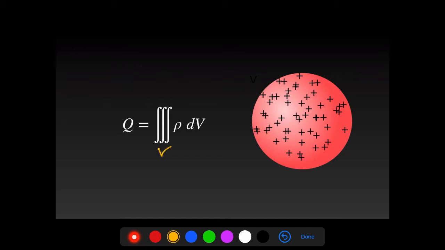Suppose the charge is distributed on a sphere. The volume is 4 by 3 pi r cube. Suppose there is a certain charge, like 40 coulombs, and the sphere has some radius r. So what is the formula? It will modify into q by v. What is the volume of the sphere? 4 by 3 pi r cube into dv.